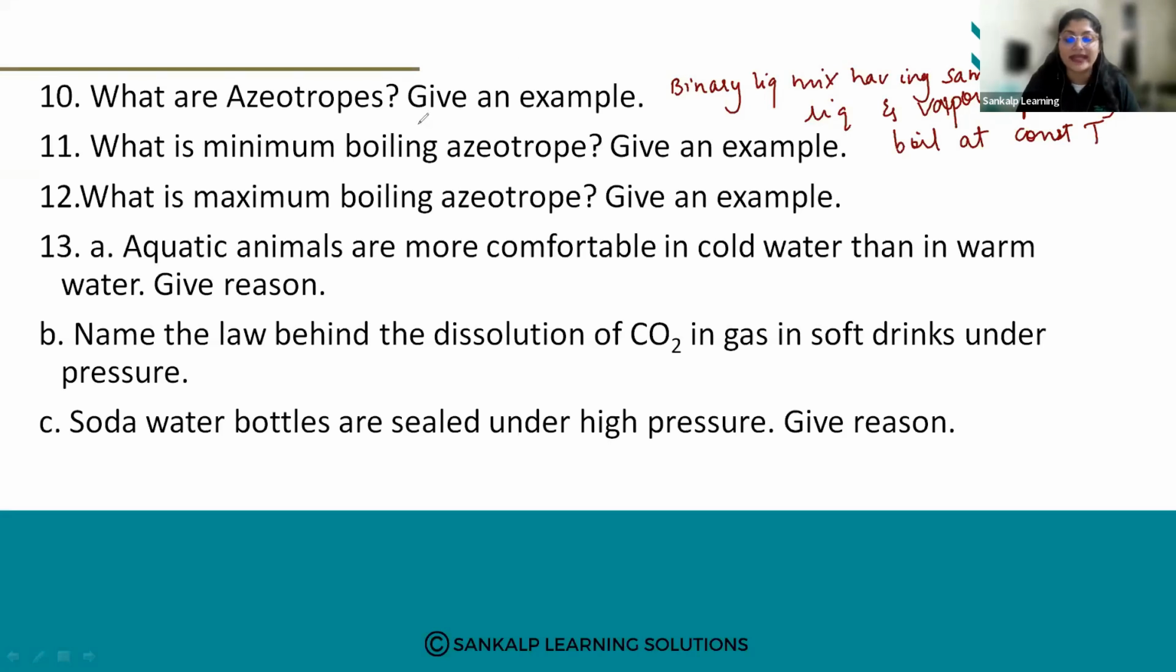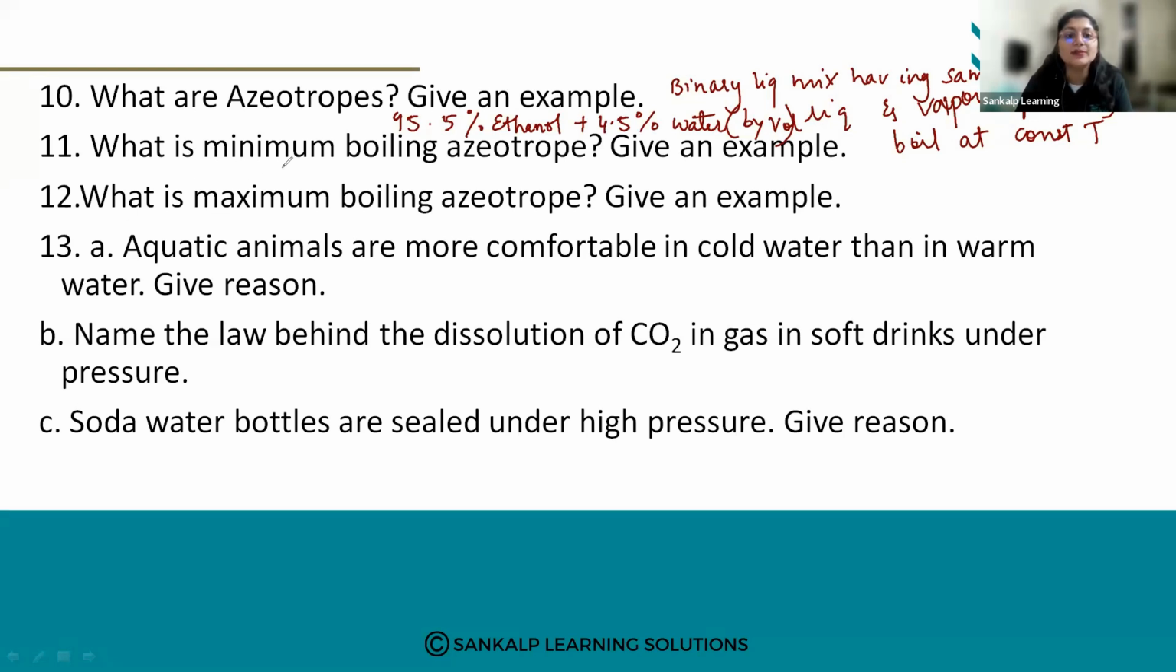Remember one example; the example is very important: 95.5% ethanol plus 4.5% water by volume. You have to write by volume. So 95.5% ethanol plus 4.5% water by volume. This is the example, and this is about azeotropes.